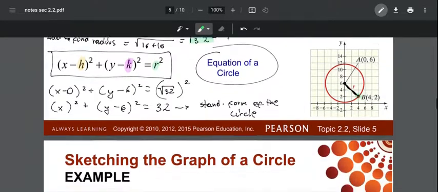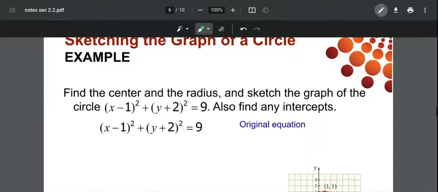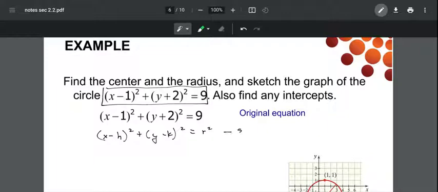Next example is about sketching the graph of the circle. So here we have to find the center and the radius and sketch the graph of the circle. So in this problem, they give us the standard form of the circle. We're going to use that standard form to figure out what is the center and what is the radius. So first, original equation of the circle is (x minus 1) squared plus (y plus 2) squared equals 9. So standard form of the circle is (x minus h) squared plus (y minus k) squared equals radius squared.